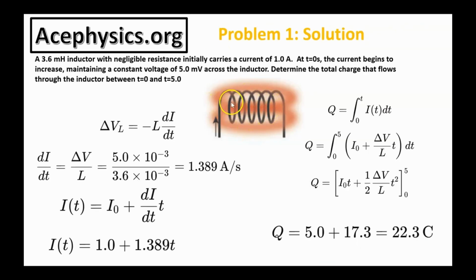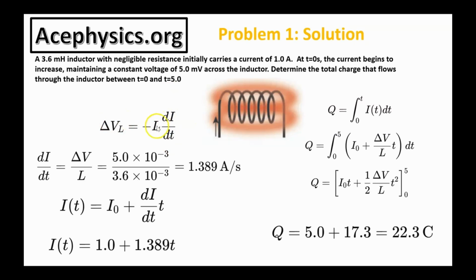In this problem, there's an inductor, and there's a power source, which we have to imagine is not in the picture, and the power source is being increased in such a way that the current through the inductor is changing at a constant rate. This formula is essentially Faraday's law. If the current through an inductor is changing with time, there will be a voltage across the inductor.